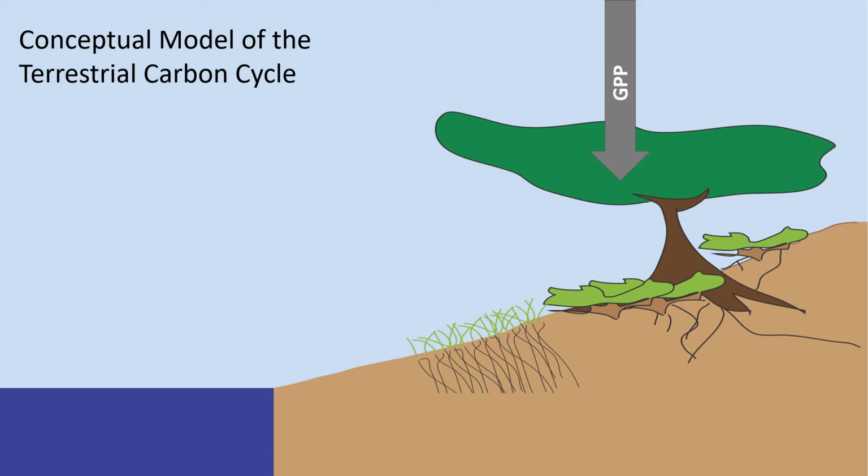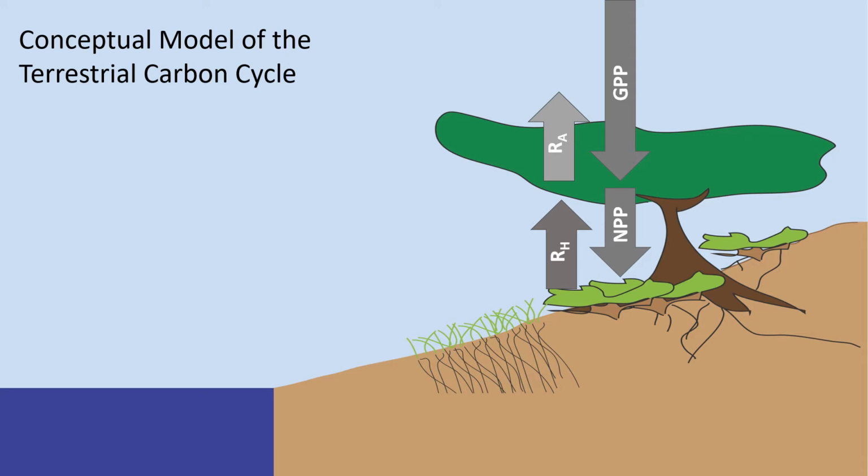And another way to look at this, some of the same terms that we've already gone over. In terrestrial carbon cycling, we have a plant that's taking up carbon, fixing carbon through photosynthesis, but some of that carbon that's fixed is lost through autotrophic respiration, and what actually goes into the biomass of the plant is net primary production, or NPP.